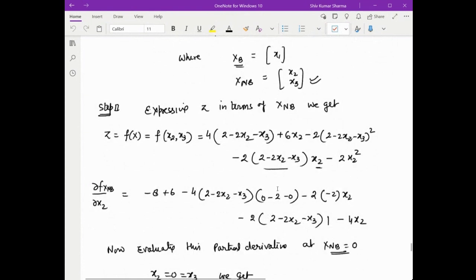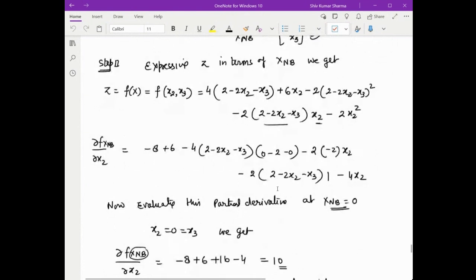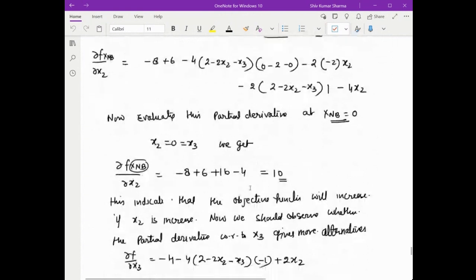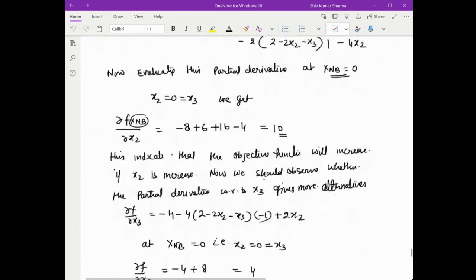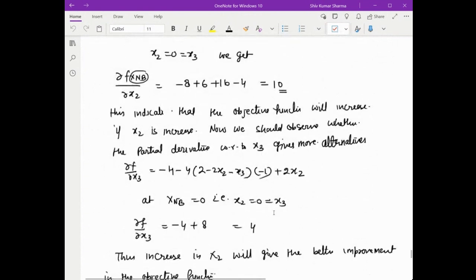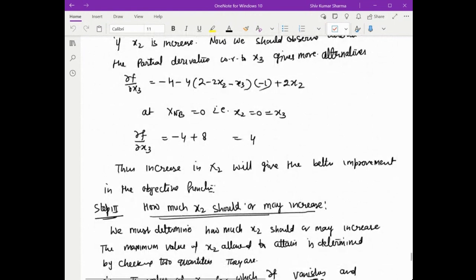So we convert the objective function in terms of x2, x3, and we differentiate with respect to the non-basic variables. When we put the initial value x2, x3 equal to 0, the derivative with respect to x2 gives us 10, and with respect to x3 gives us 4. So an increase in x2 will give the better improvement in the objective function, because del f upon del x2 has value 10 and this has value 4.